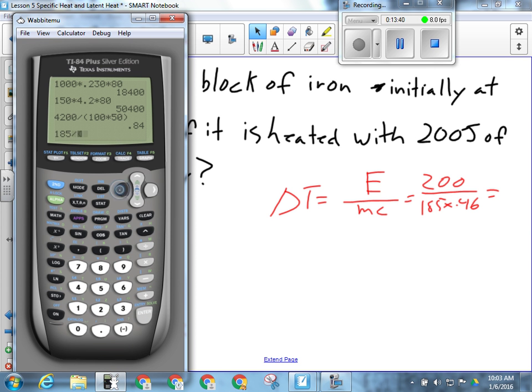Whoops, 200, not 185. Always when you're in a hurry, right? Okay, 200 divided by 185 times 0.46. All right, so my temperature change is 2.3 degrees Celsius. So I add that to 7. My final temperature is 9.35 degrees Celsius.